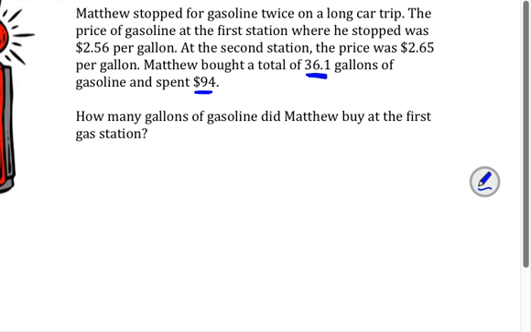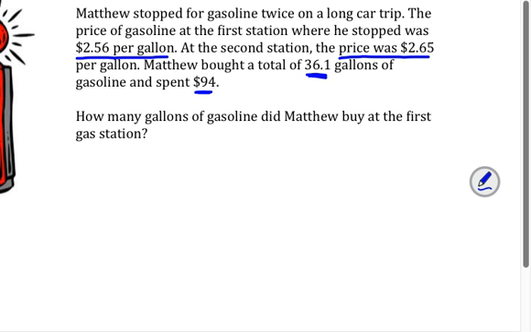Matthew stopped for gasoline twice on a long car trip. The price of gasoline at the first station where he stopped was $2.50 per gallon. At the second station, the price was $2.65 a gallon. Matthew bought a total of 36.1 gallons of gasoline and spent $94. How many gallons of gas did Matthew buy at the first station?